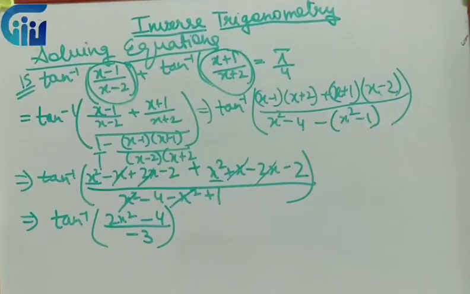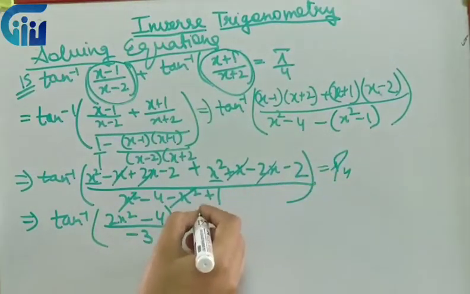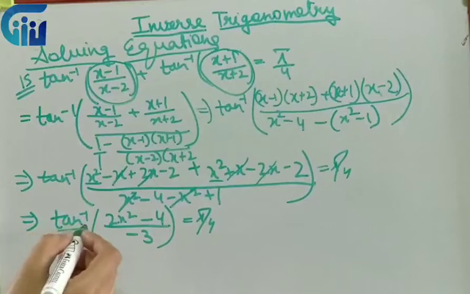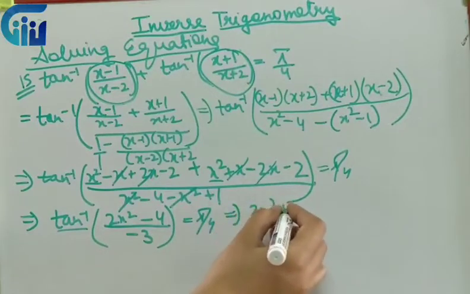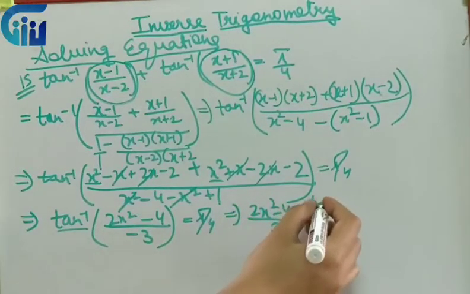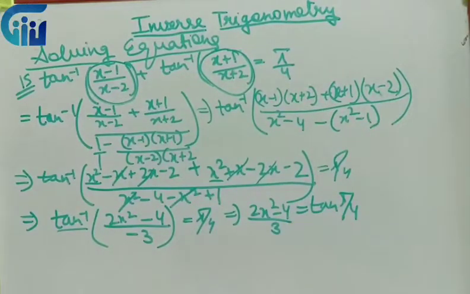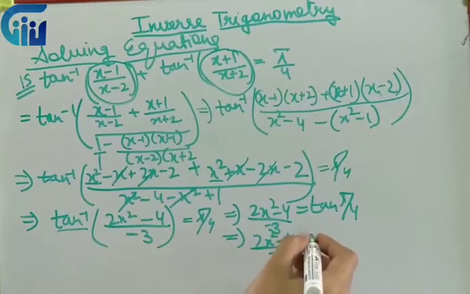Now this whole thing, I forgot to write over here, is equal to pi by 4, which you will be writing in each and every step. So now to solve this for x, since tan inverse is here, I will take tan of both the sides. The inverse will be removed, and this will be equal to tan pi by 4. Tan pi by 4 is 1. So this will be (2x square minus 4) upon minus 3 is equal to 1.